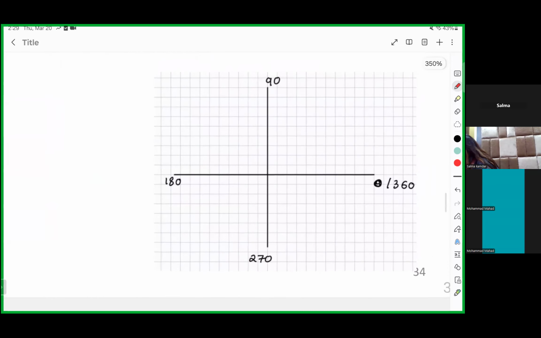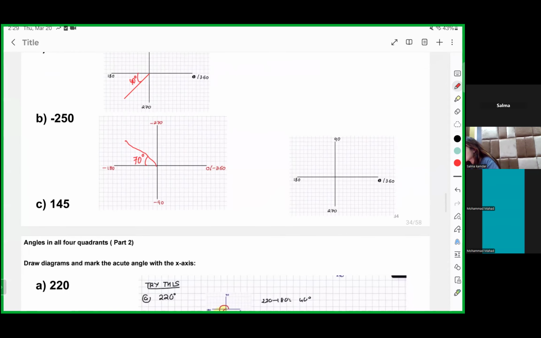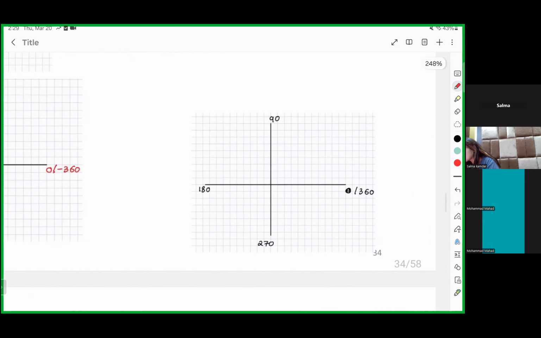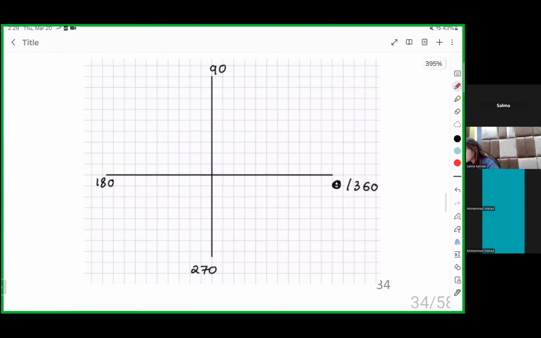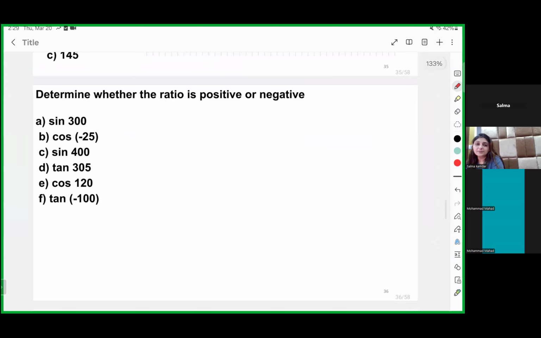What is that angle? 70 degrees. How did you get 70? Please tell me. 250 minus 180 gives us 70 degrees. Very good. 145 degrees. So it's 180 minus 145, which is 35 degrees. Very good. Go down. Now you have to determine whether this is going to give you a positive or a negative value.